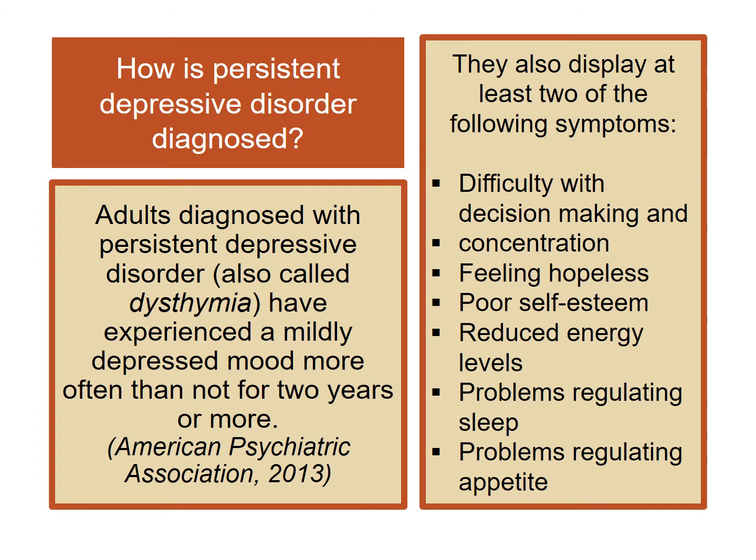How is persistent depressive disorder diagnosed? Adults diagnosed with persistent depressive disorder have experienced a mildly depressive mood more often than not for 2 years or more. They also display at least 2 of the following symptoms: difficulty with decision-making and concentration, feeling hopeless, poor self-esteem, reduced energy levels, problems regulating sleep, problems regulating appetite.